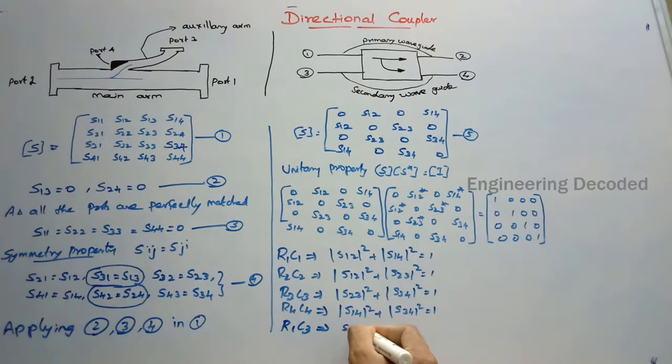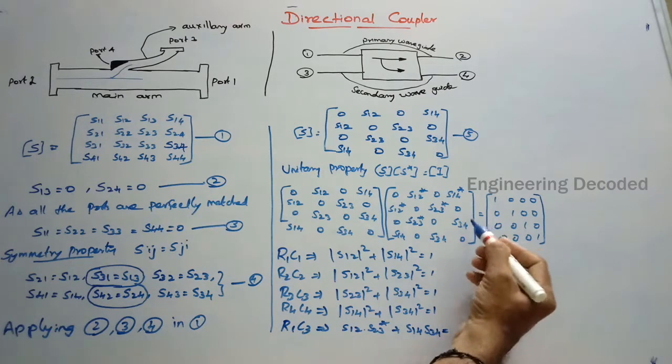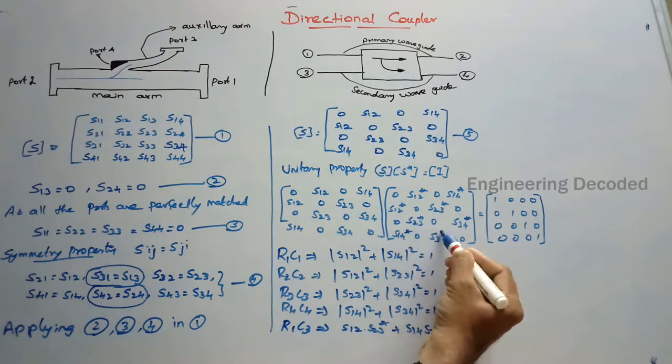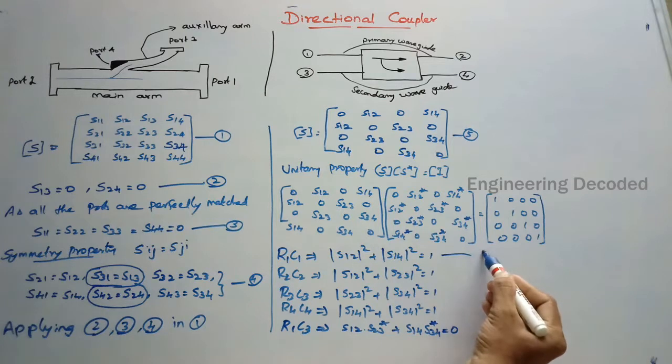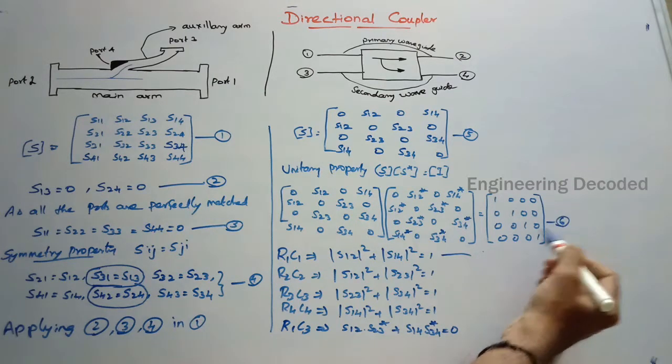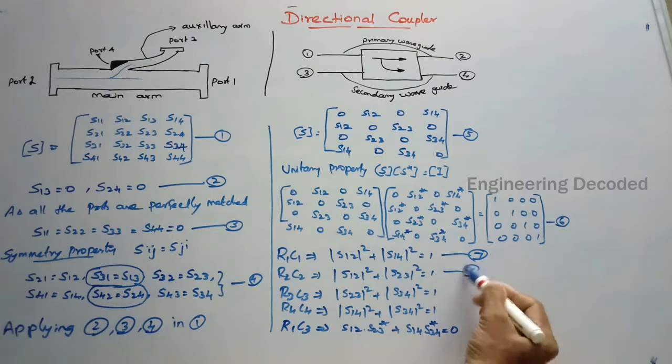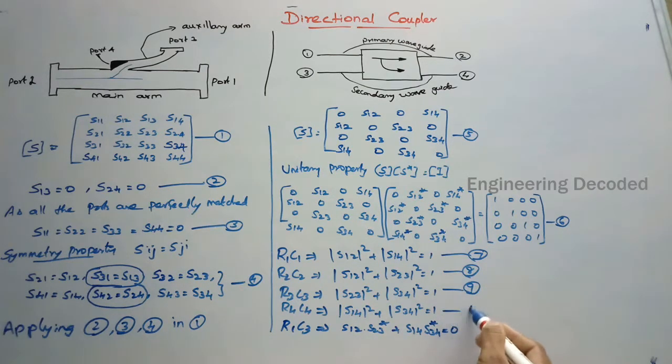So S12 into S23 star plus S14 into S34 star is equal to 0. Mark these as equation numbers 6, 7, 8, 9, 10 and 11. So by solving these 5 equations we can find out the unknowns.